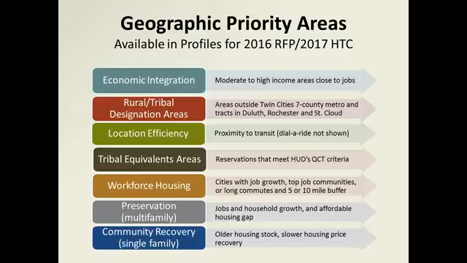Workforce housing includes cities that have seen job growth, are top job centers, or have a significant portion of their workforce traveling long distances into the community. The workforce housing layer has been updated to include the latest employment centers and long commute communities. The preservation priority includes areas highlighted as jobs and household growth communities, along with communities that have an affordable housing gap. The final geographic priority area is community recovery.